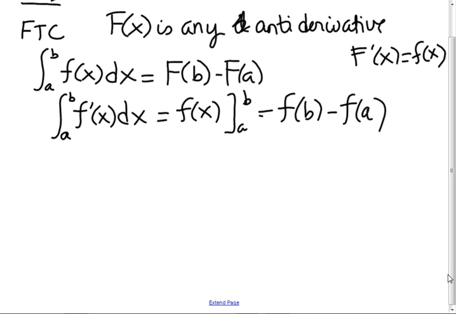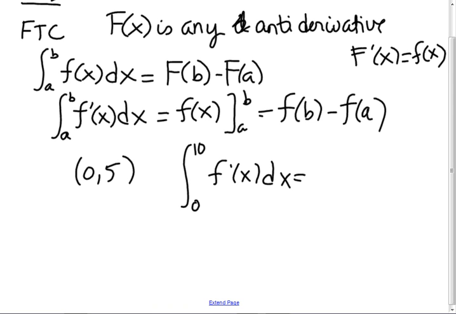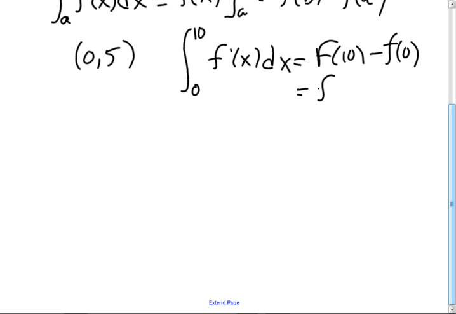It's used quite often. If you go through the grid I gave you, it's used probably maybe 2-3 times on the free response questions. So if they give you an initial condition like (0, 5), and I integrate from 0 to 10 of f prime of x dx, that's equal to f of 10 minus f of 0. But I know what f of 0 is. It's 5. So that's an equation: f of 10 minus 5 equals this integral.